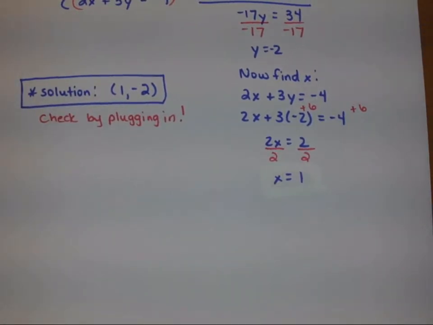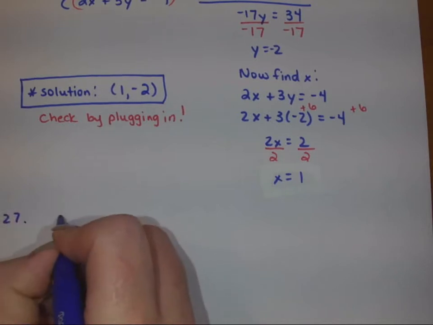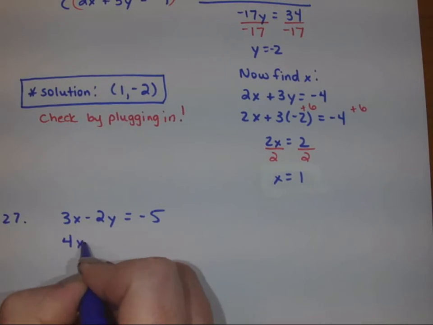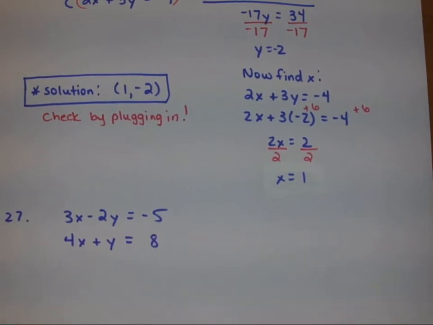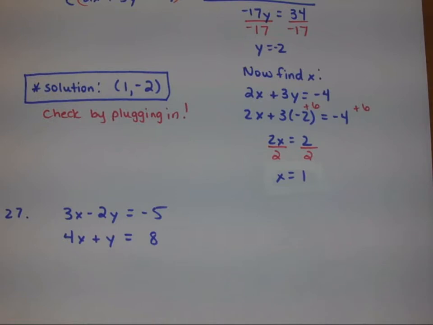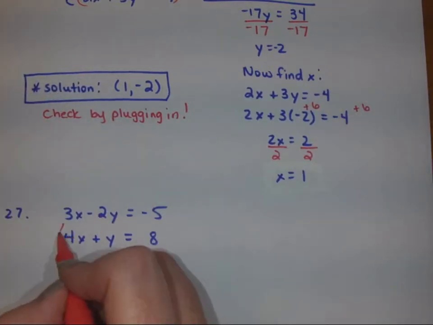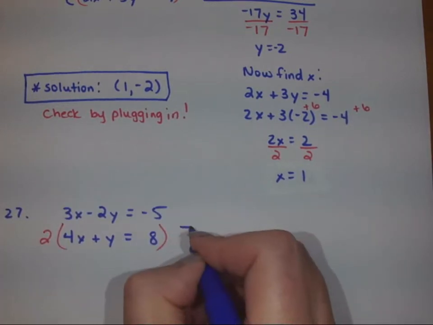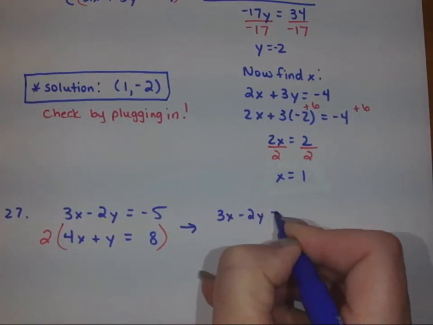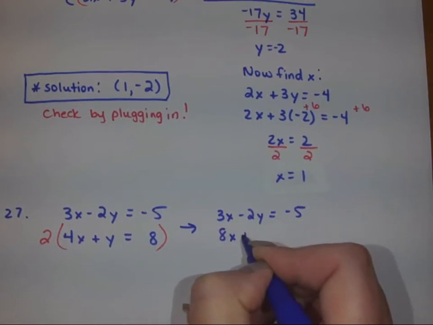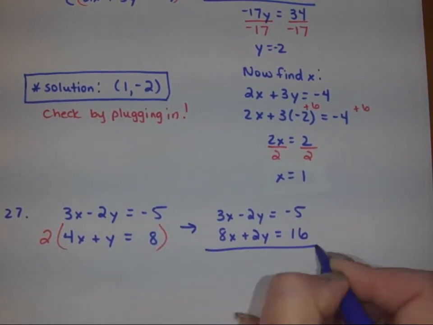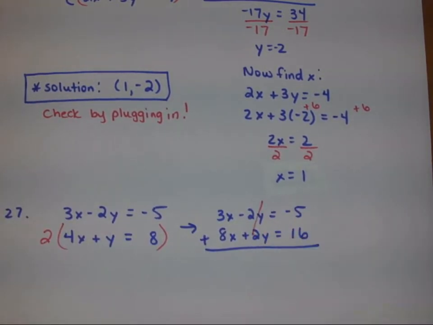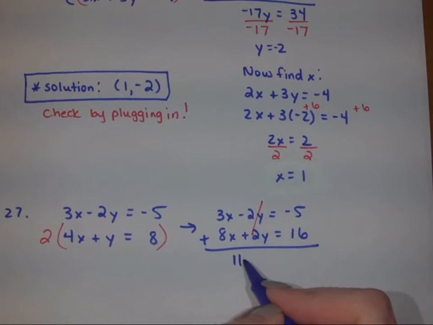All right, so same process on number 27. So 3x minus 2y equals -5, and 4x plus y equals 8. So I would probably notice that I think it'll be easier to get rid of y first this time. So I'm going to multiply this equation by 2. Notice I don't need to multiply this equation by anything. Okay, I can just leave it alone. So that's going to give me 3x minus 2y equals -5, and 8x plus 2y equals 16. Remember, the point of this method is always because one variable should be eliminated. So if it's not being eliminated, you're doing something wrong.